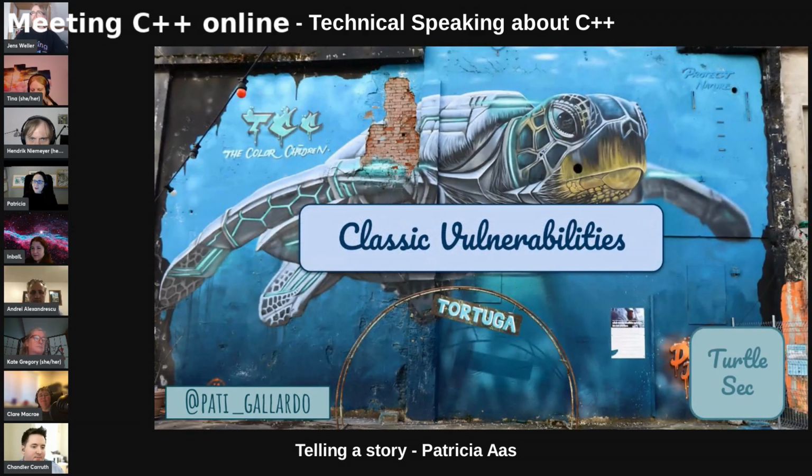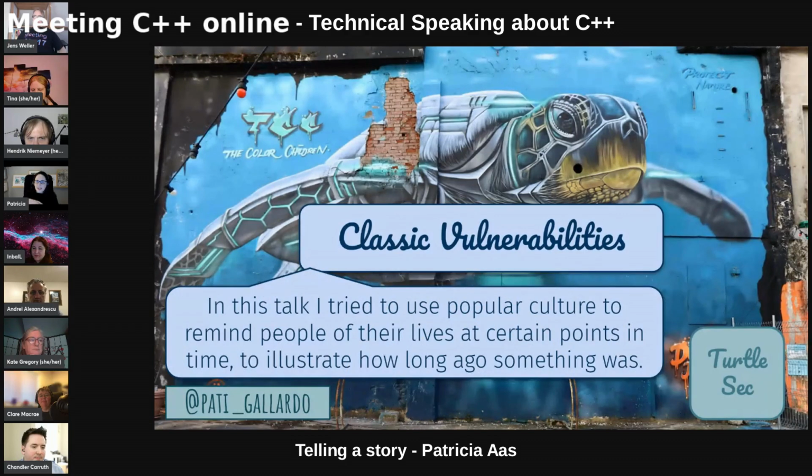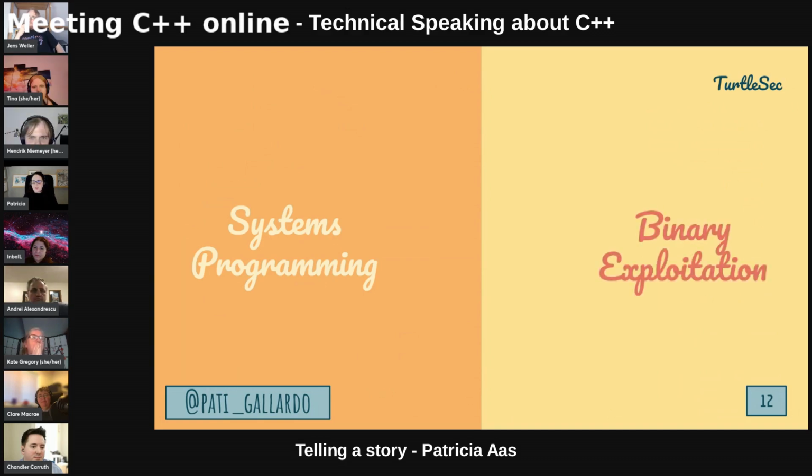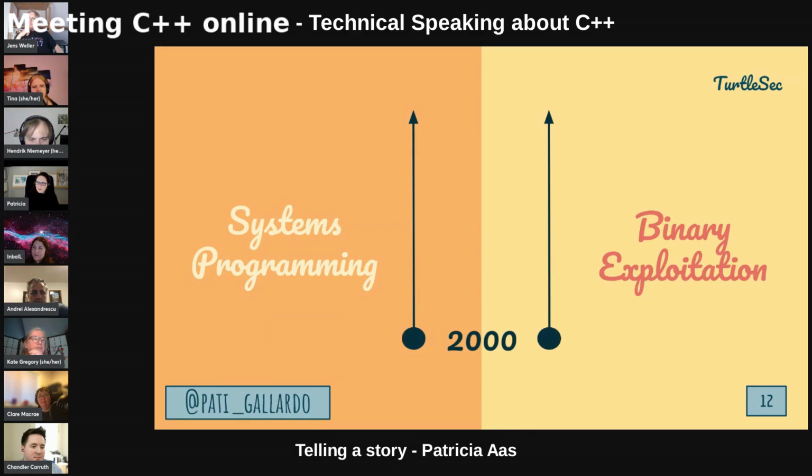The talk was called Classic Vulnerabilities. And I used popular culture because I wanted to remind people how long ago something was. So people would go, oh yeah, I remember that song, to give them a feel for how long ago something was, because that was a big point in the talk: to illustrate that a lot of time has passed. So I had these 2 ecosystems that I was talking about, systems programming and binary exploitation, and then I had these timelines. We're going back to 2000 and then all the way up to 2022.